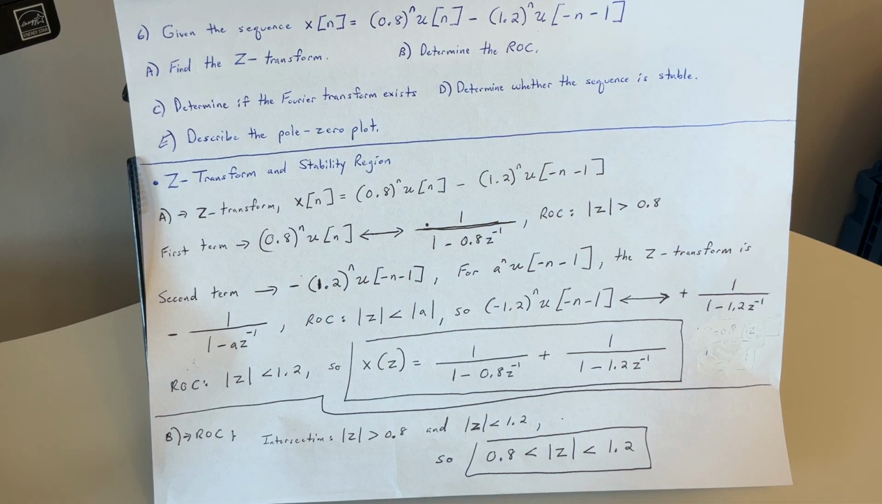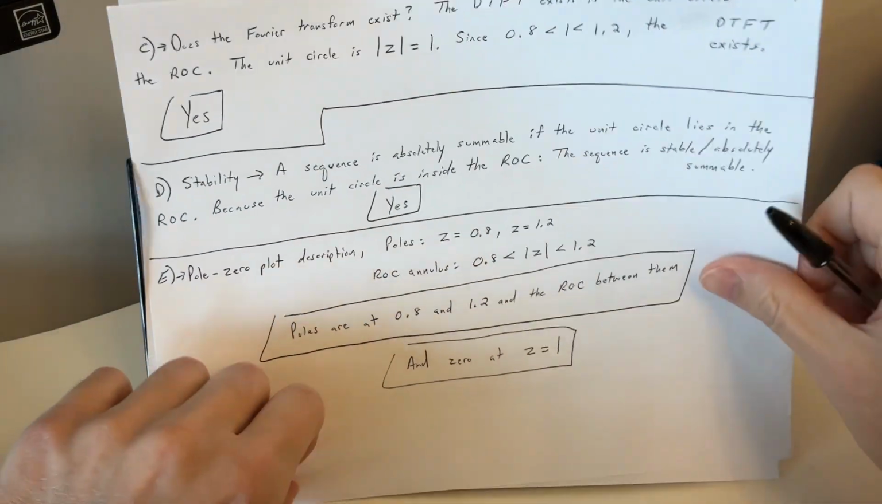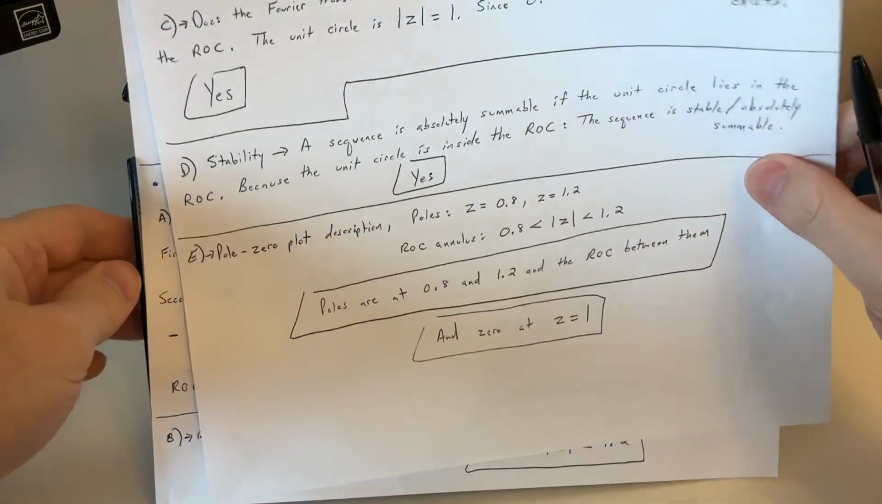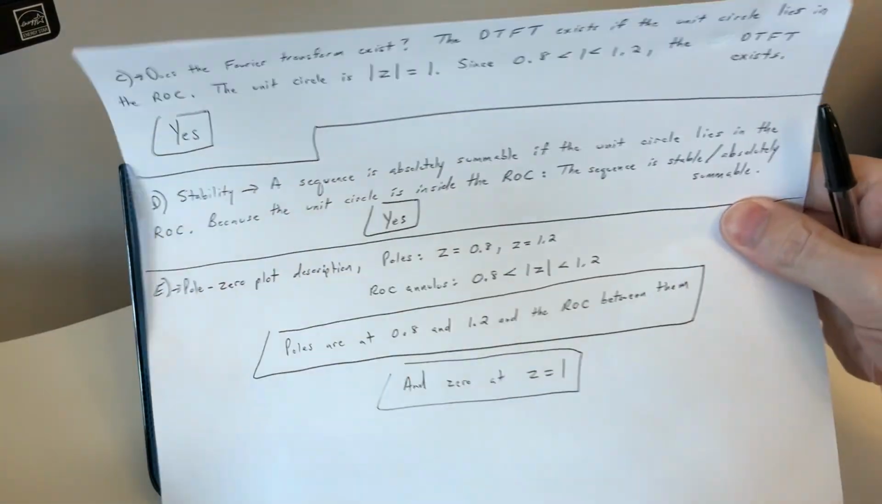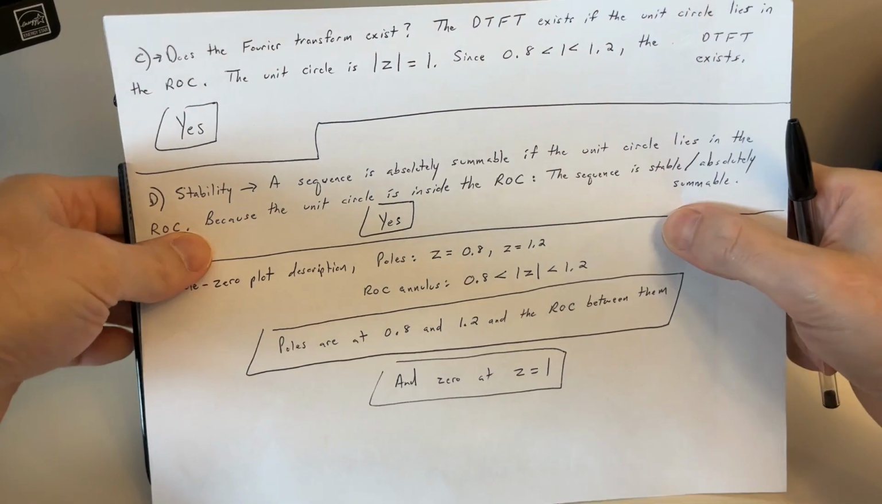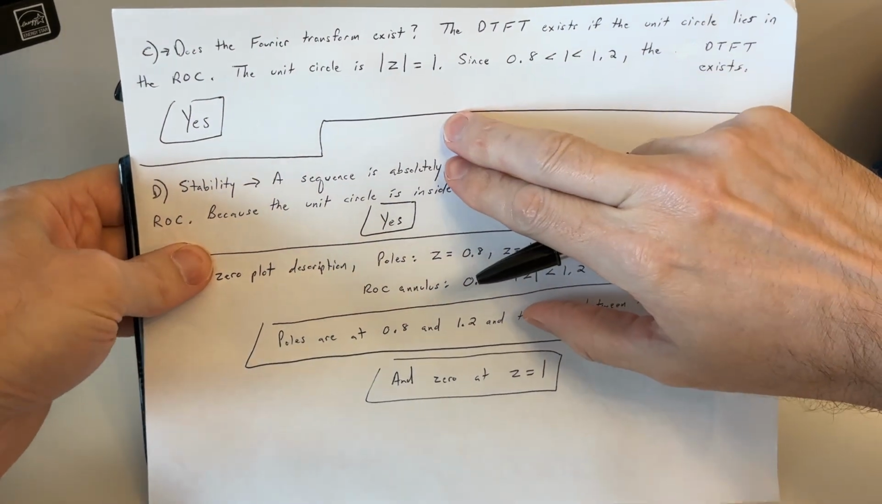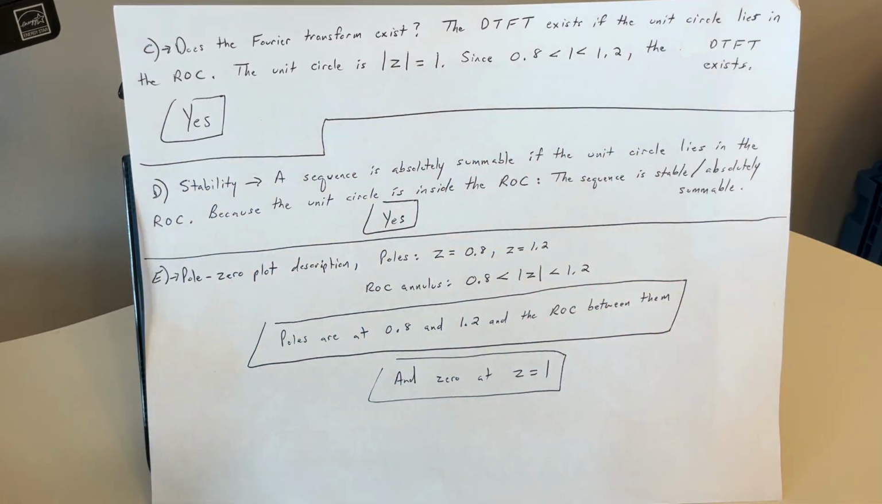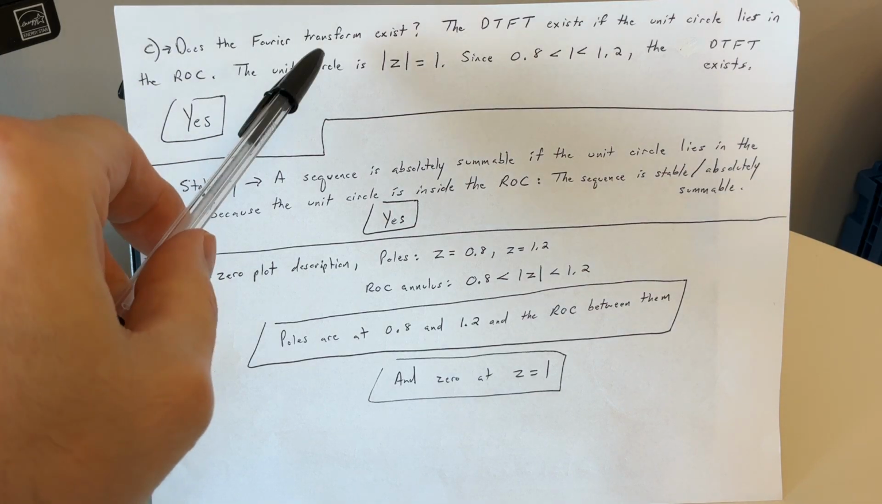Now letter C: determine if the Fourier transform exists. Let's see if this holds. Okay, so part C, does the Fourier transform exist?